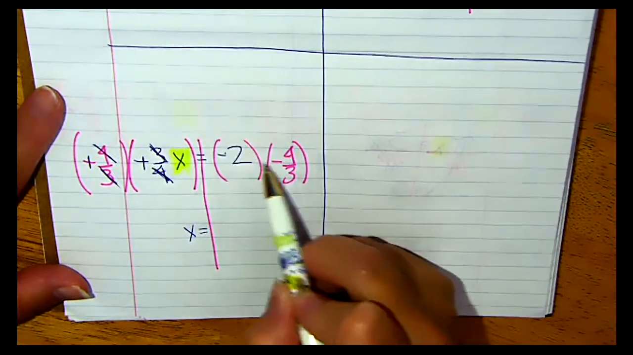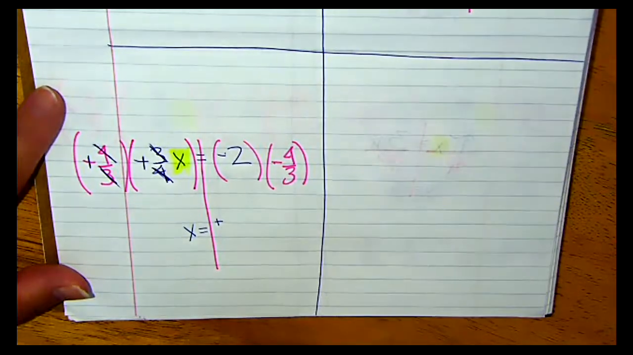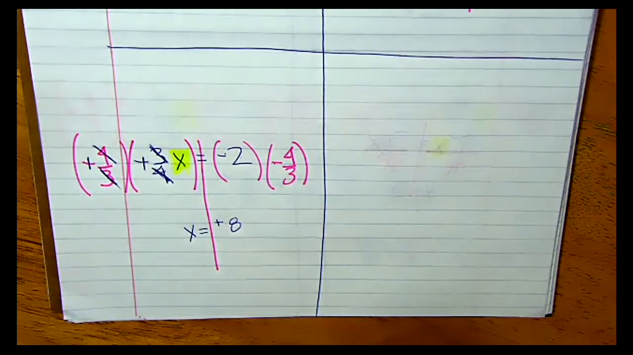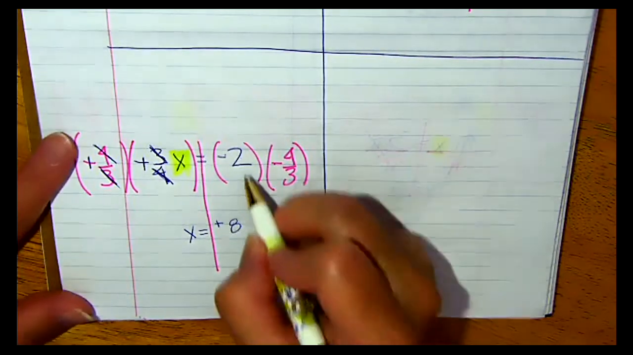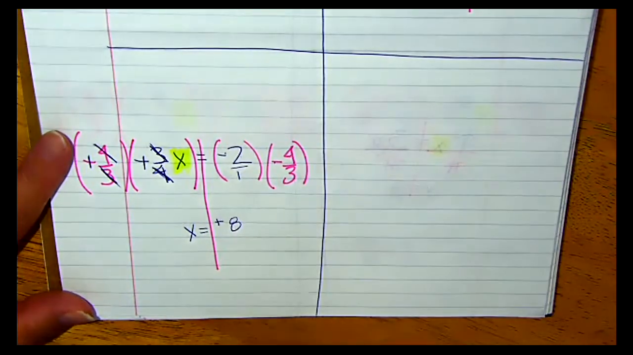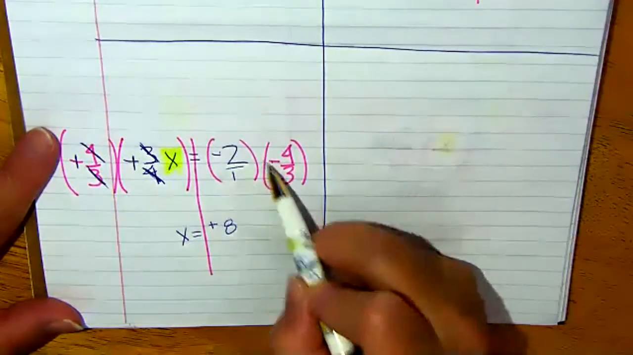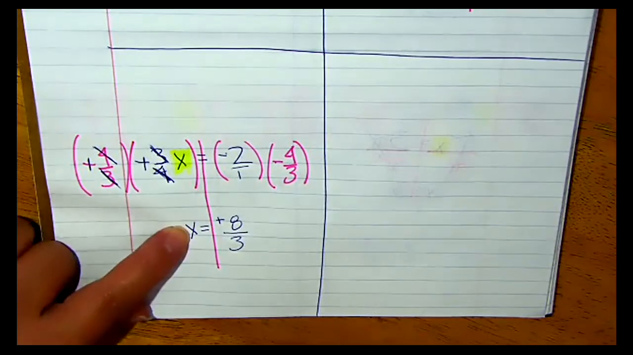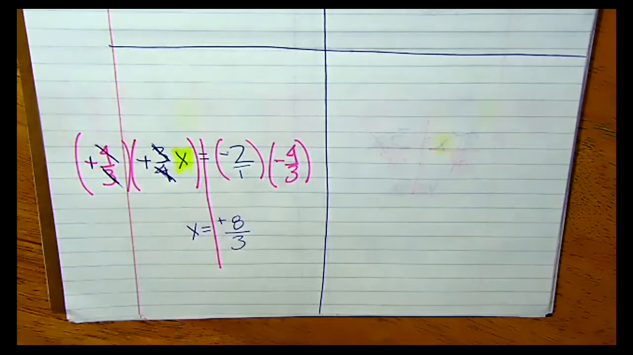Now, a negative times a negative is a positive. 2 times 4 is 8. And if I need to, just to keep it straight in my head, I can put that 2 over a 1. And 1 times 3 is 3. So my answer is positive 8/3.